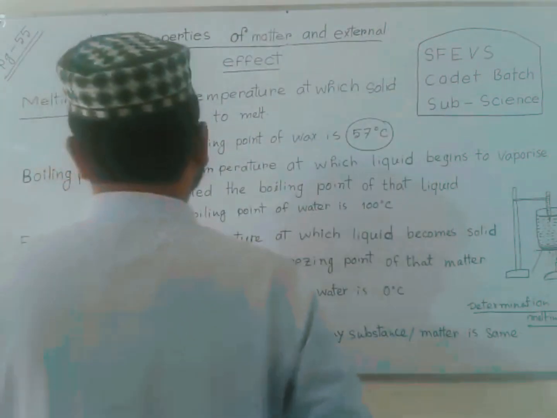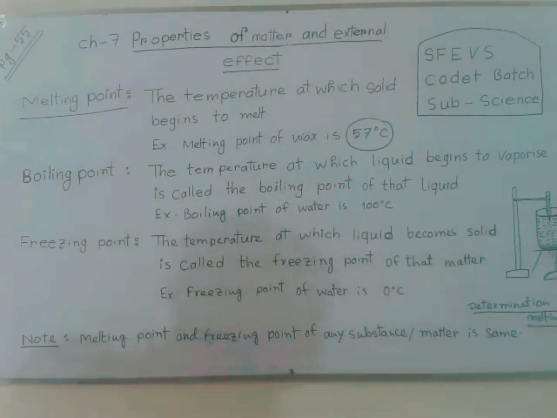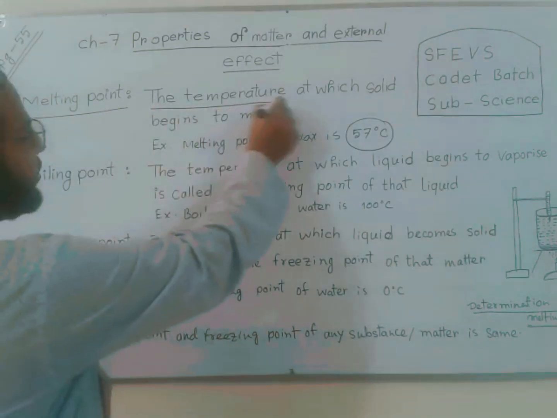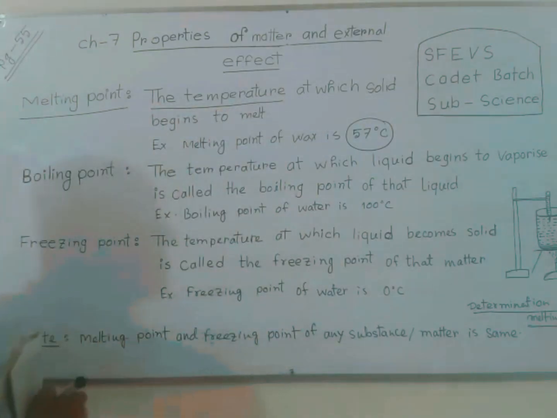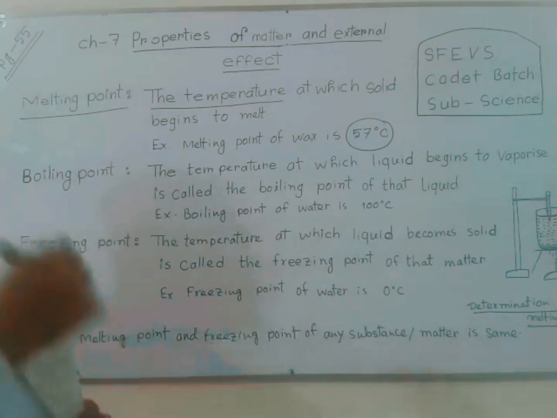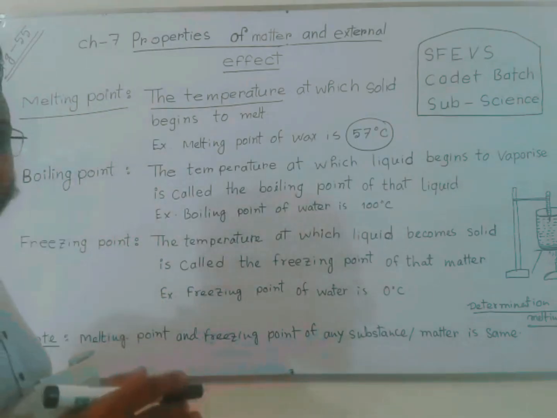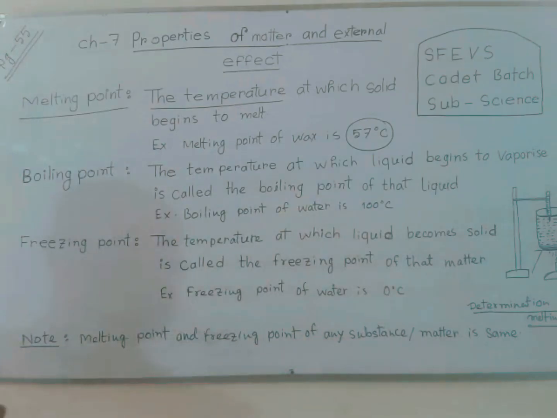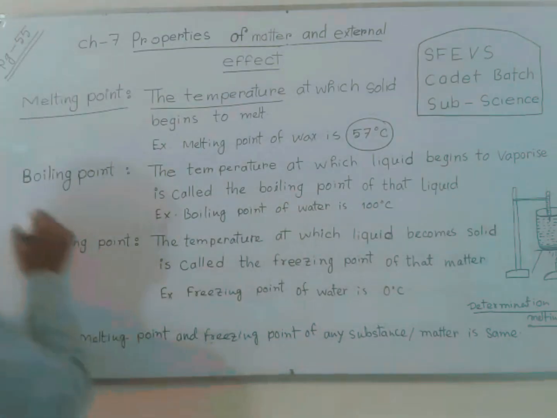I have written here. Before that, I again repeat what is melting point. Melting point is a particular temperature for that substance. It is the temperature at which solid begins to melt. Melting point of wax is 57 degrees Celsius.